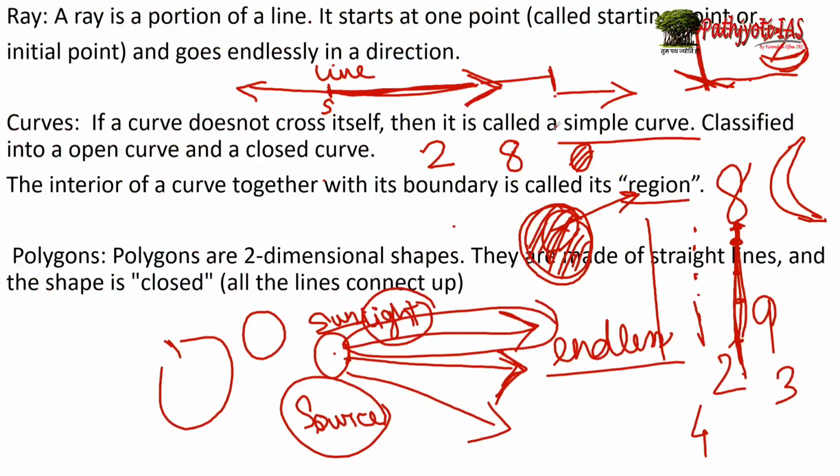Then we also understood rays. A very common term that comes to our head when we hear the terminology ray is sun rays. So it has a starting point, but it doesn't end anywhere. It goes towards an endless direction. Thereafter, we also understood curves, which are further divided into open curves and closed curves. Then we moved forward towards polygons.